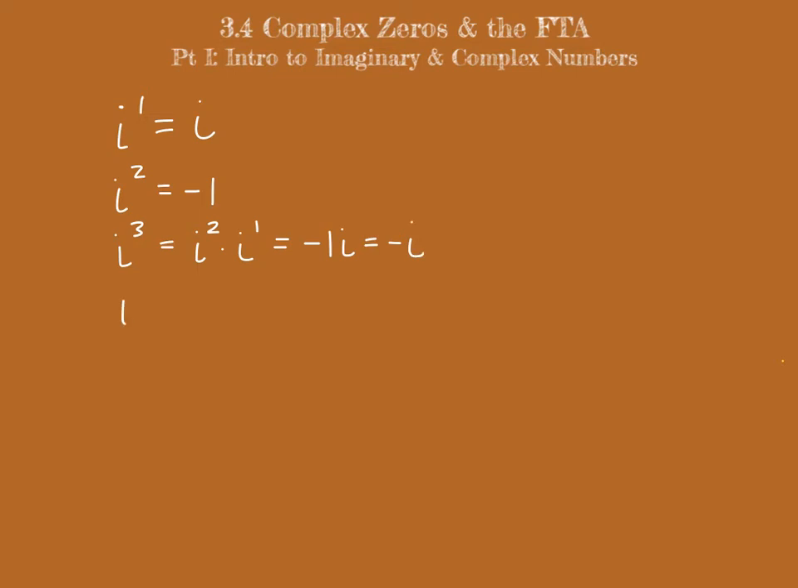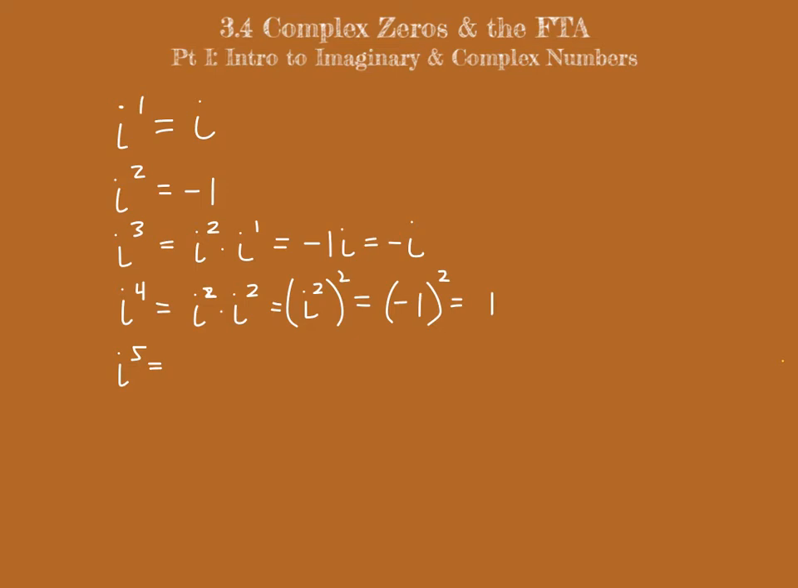How about i to the fourth? How can we rewrite i to the fourth? Well, a couple different ways. We can rewrite i to the fourth as i squared times another i squared, which can be rewritten as i squared, squared. What is i squared? i squared is -1, and what happens when we square -1? It becomes +1.